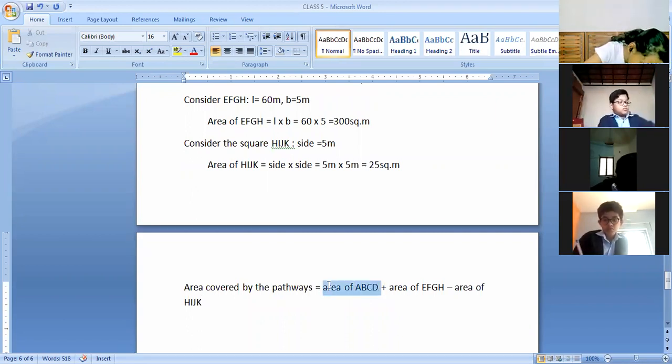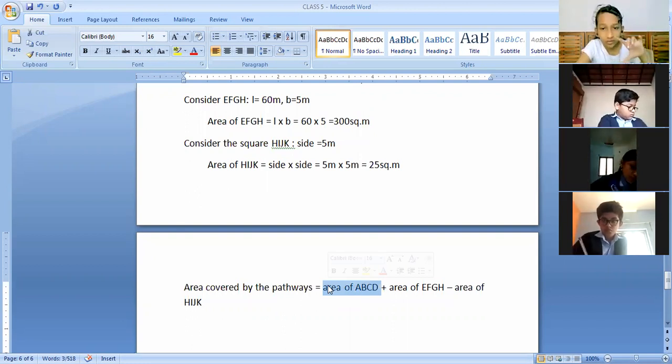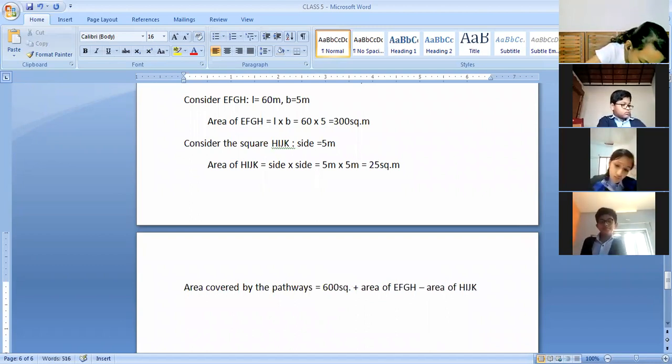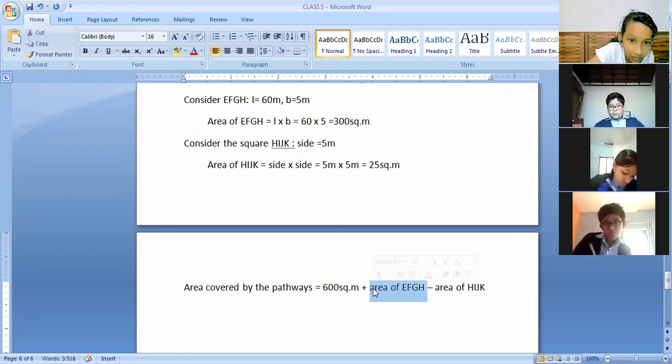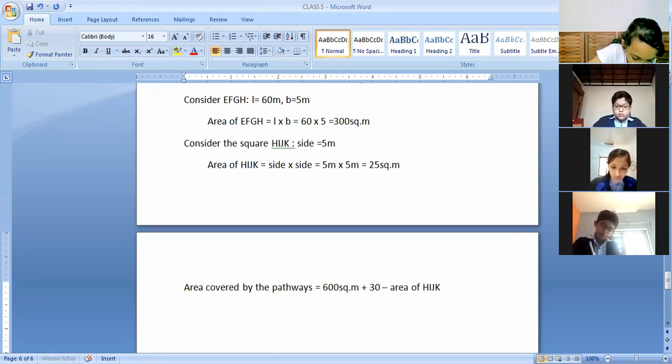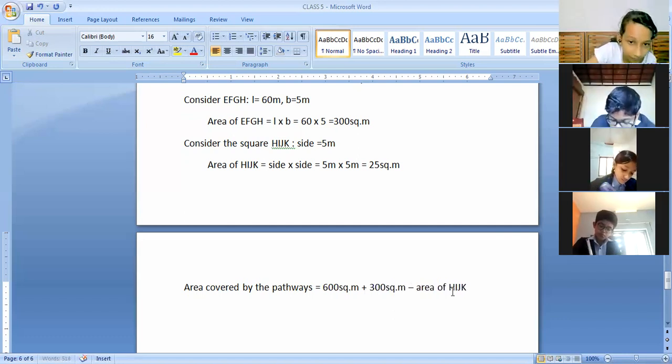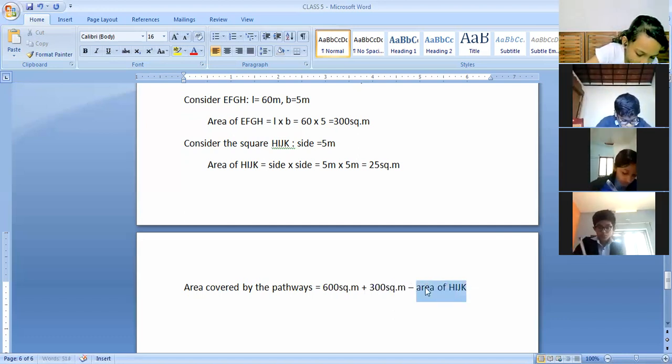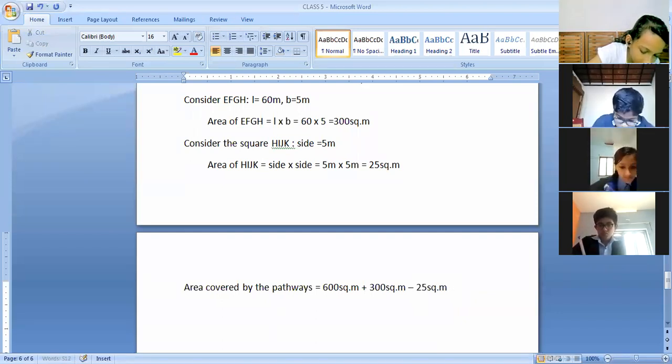Yes. Then tell me what is the area of ABCD? We are going to substitute the values. Area of ABCD, you found that, right? 600 square meter. Very good. What is the area of EFGH then? 300 square meter. And area of HIJK, we have found that. 25 square meter. If we do this, we will get the answer. Okay, calculate and tell me the value.